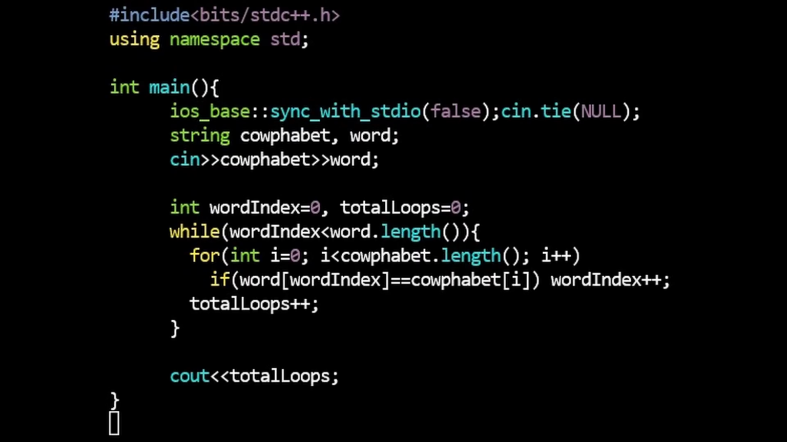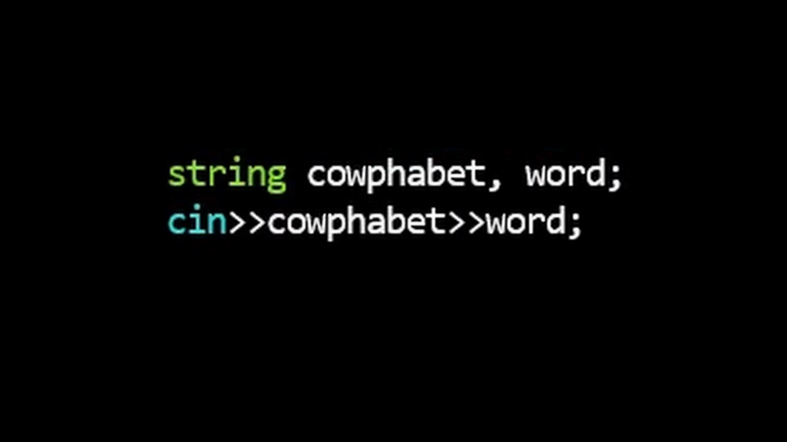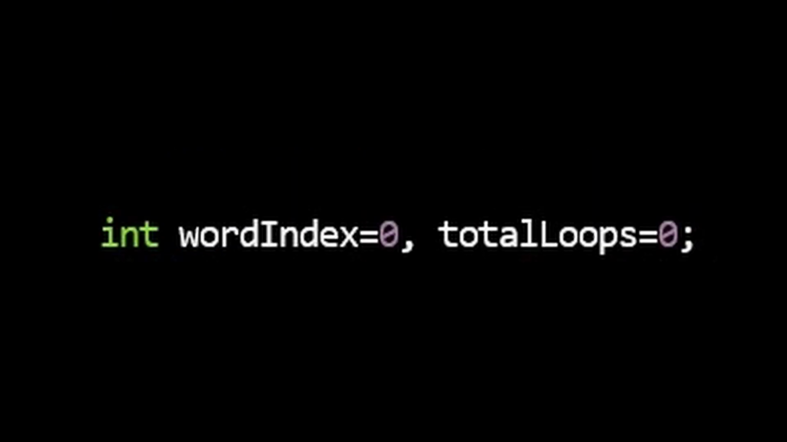Let's look at the code. The idea for this is pretty simple. Just simulate the situation. Keep on looping through the alphabet until the word is spelled. First, we take in the input, the alphabet and the word. Then initialize an index counter for the word, and a variable that counts the amount of loops.